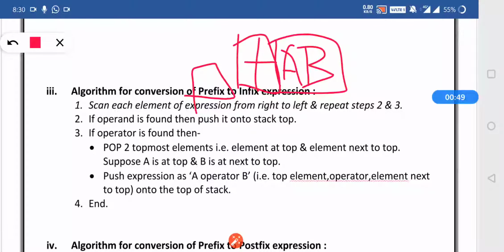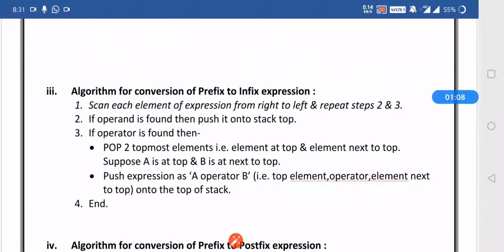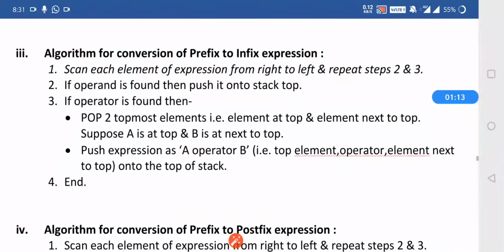So the operator which is present before the operands is called prefix, and we want to convert this prefix into infix, meaning the operands are present and the operator is present in between them. That is the infix expression. So today we will see how to convert the prefix expression to infix expression.